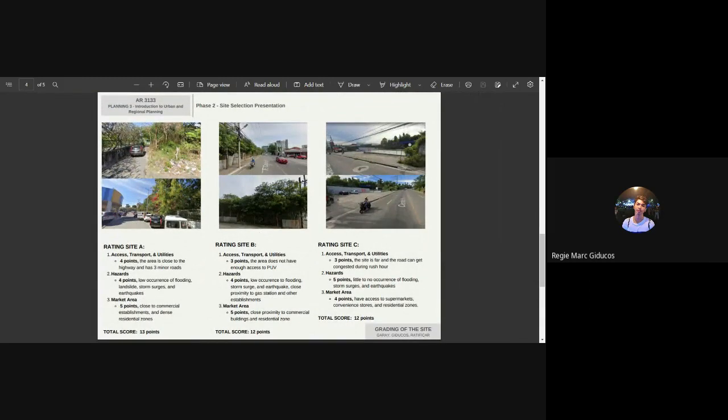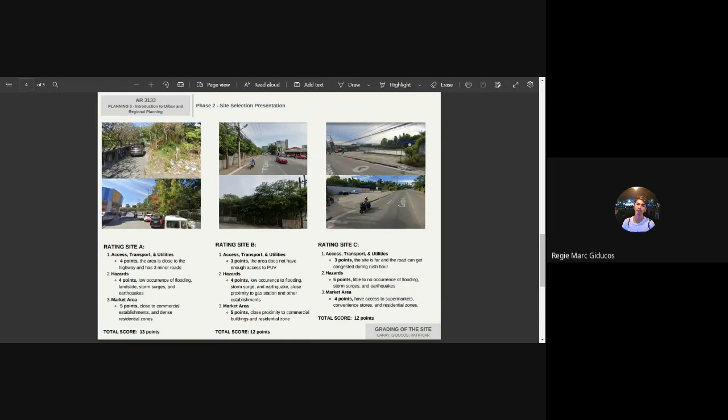So here is the point system. This is where we graded our sites. For site A, access to transport and utilities, 4 points because the area is close to the highway and has 3 minor roads. Hazards, 4 points, low occurrence of flooding, landslides, storm surges, and earthquakes. In market area, 5 points, which is close to commercial establishments and dense residential zones, with a total of 13 points.